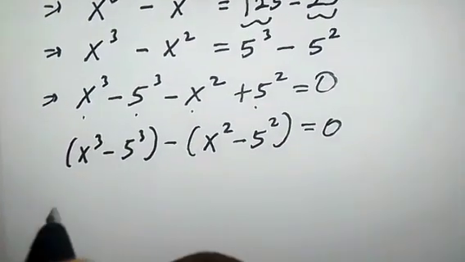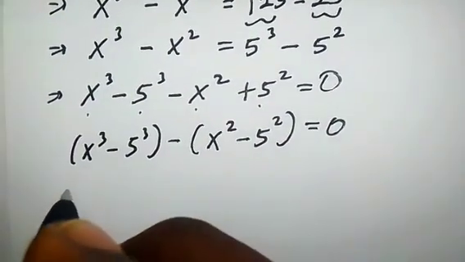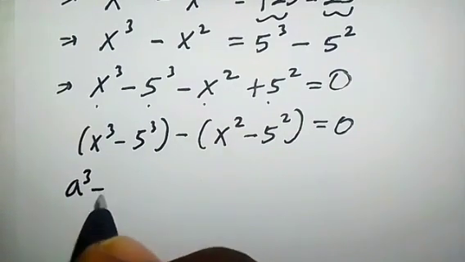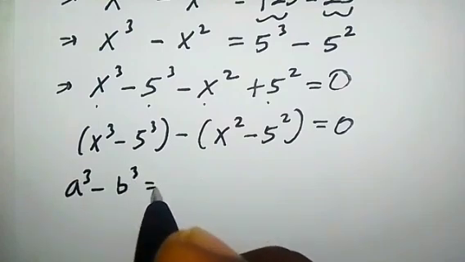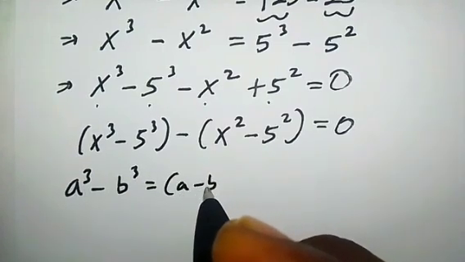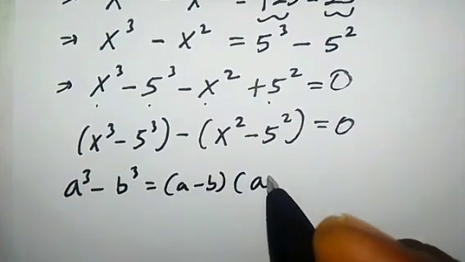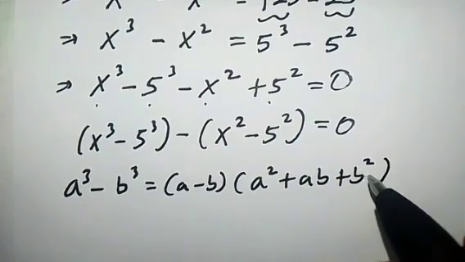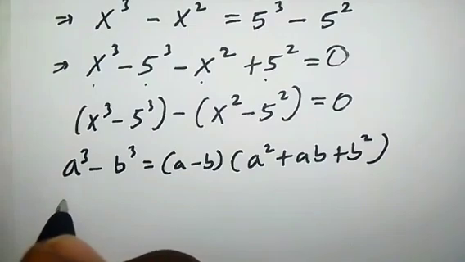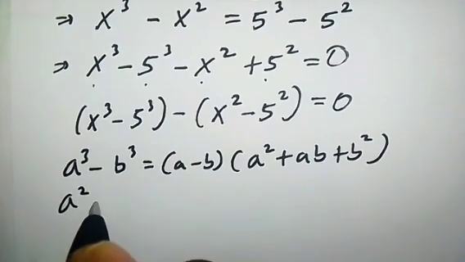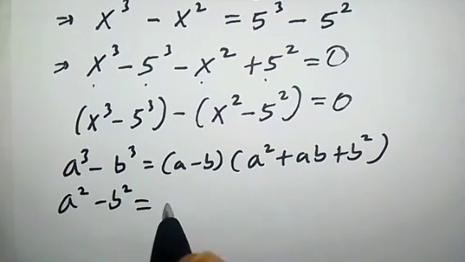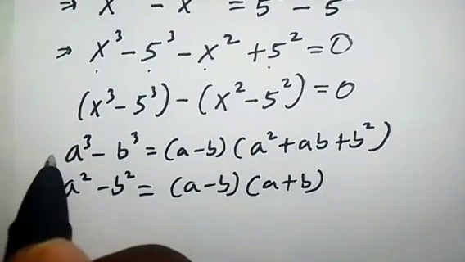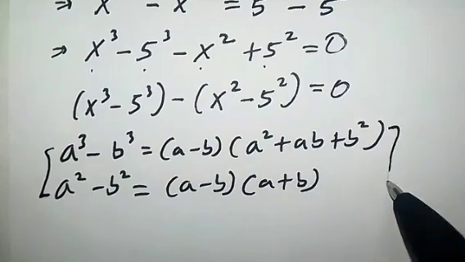Let's proceed further. At this stage, let's recall some beautiful properties. The first one is a cubed minus b cubed is equal to a minus b times a squared plus ab plus b squared. The second identity is a squared minus b squared equal to a minus b times a plus b. Take note of these two identities.